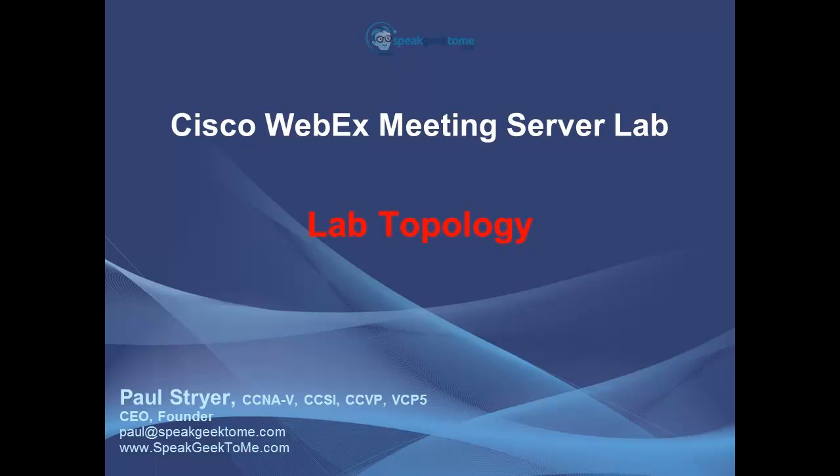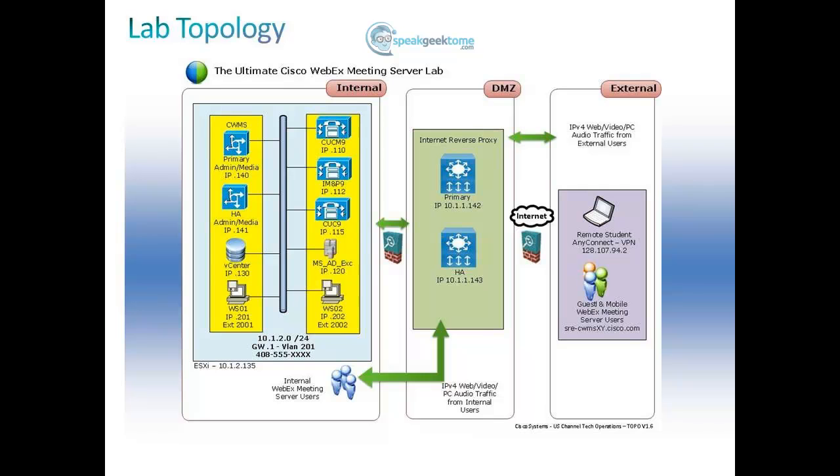This lab topology represents the system configuration for this lab. Notice the topology is broken up into 3 sections: internal, DMZ, and external. The Cisco Unified Communications Manager, Presence Server, Unity Connection, and Active Directory are all completely installed and configured before this video was recorded. Please stop the video to take time to familiarize yourself with this topology, and restart the video when you are ready.